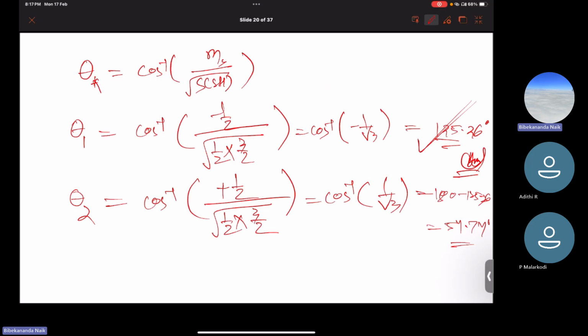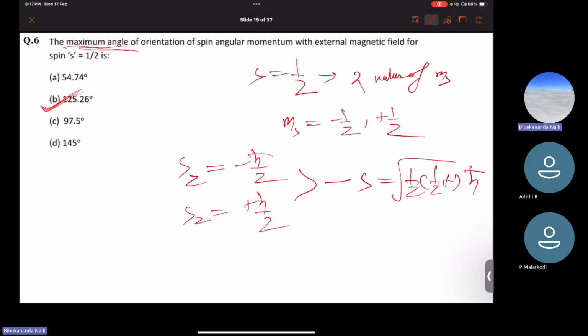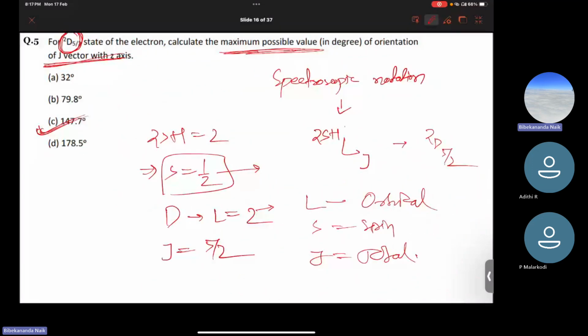So if we remember, we discussed the notations. So this spectroscopic notation, this 2S plus 1 is called multiplicity. If 2S plus 1 is 1, it is called a singlet state. If 2S plus 1 is 2, it is called a doublet. If it is 3, it is called a triplet, like that.